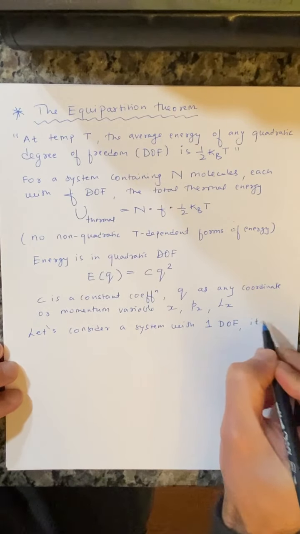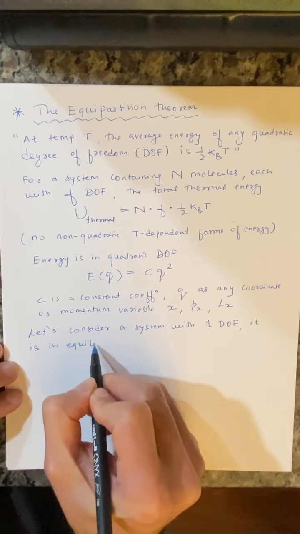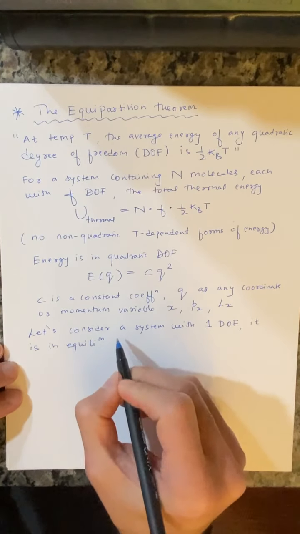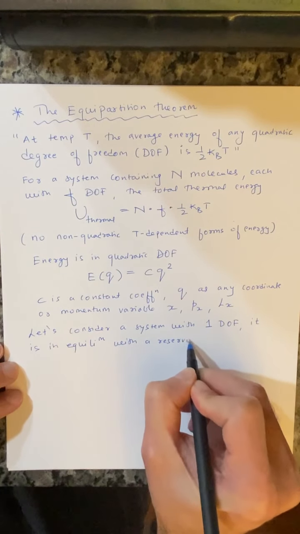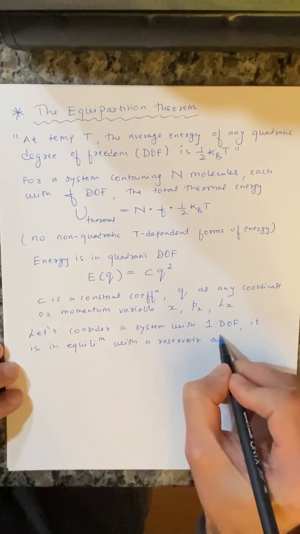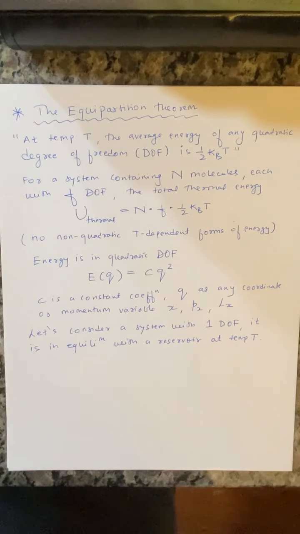and it is in equilibrium with a reservoir at temperature T. We need to make this setup, right? This is how we are going to use the Boltzmann factors here. This is what we started out with in this chapter, right? So we need to make sure that the system we are looking at, a simple system, 1 degree of freedom, is in equilibrium with a reservoir at room temperature.